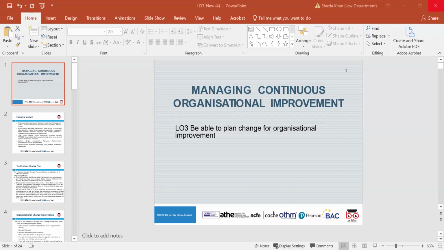Now we're going to go on to Learning Outcome 3, which looks at the elements of planning change for organisational improvement. So now we're moving on to learning outcome 3, which is the final learning outcome, and we're looking at the elements of being able to plan a change for organisational improvement.